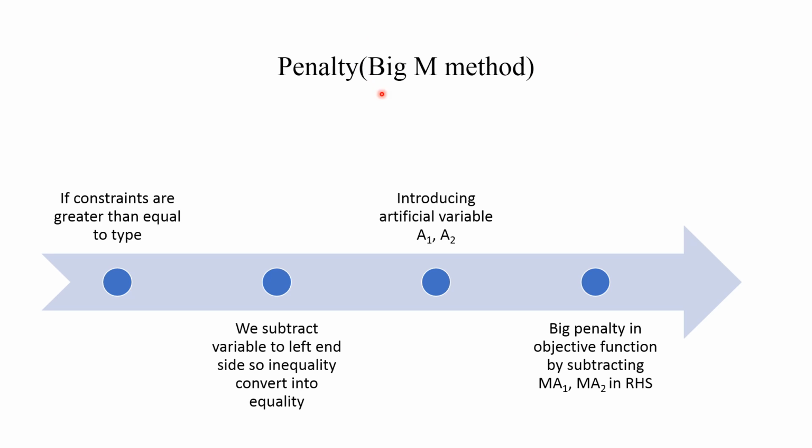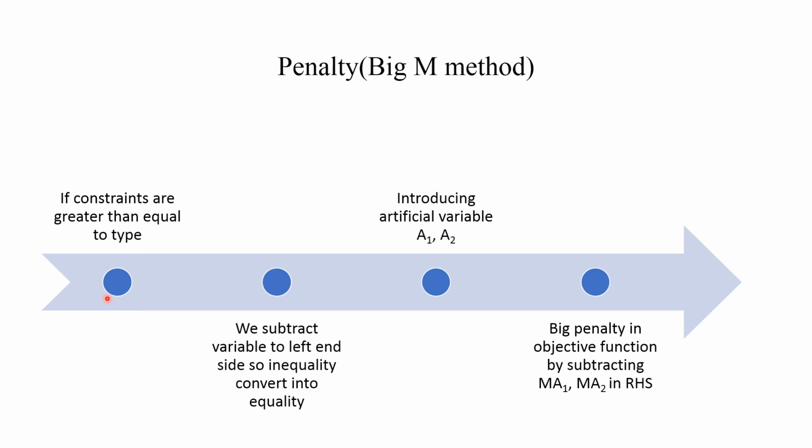Penalty, the big M method. This method is also called the big M method. Why is it called the big M method and penalty? Let's discuss. First of all, when do we use this technique? If you have a constraint of greater than or equal to type, then you have to use this technique, the artificial variable technique or penalty method, or big M method, you can say.